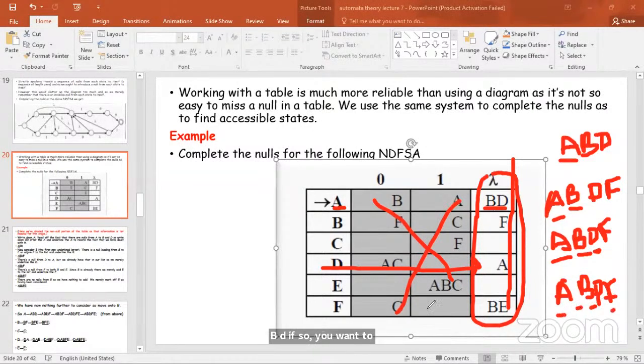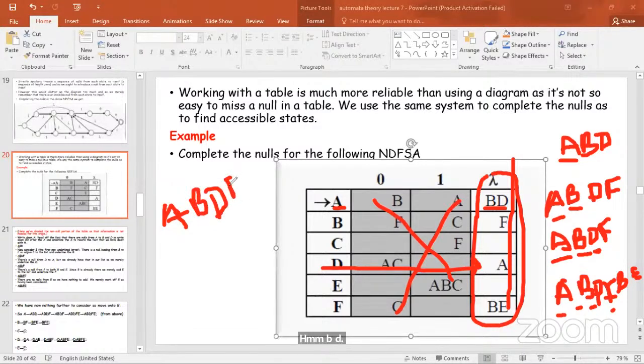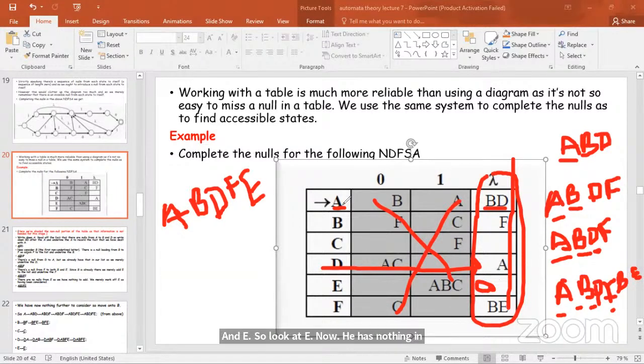So what is F? F is pointing to where? B and E, right? But you already have B. So what you have eventually is A, B, D, F, and E. So look at E now. E has nothing in lambda. So we have finished processing for the initial state of A, right?